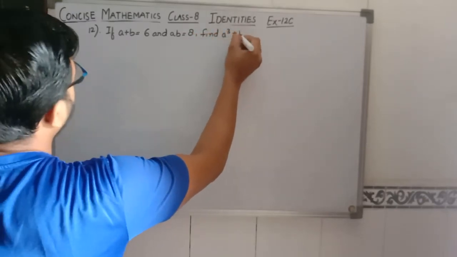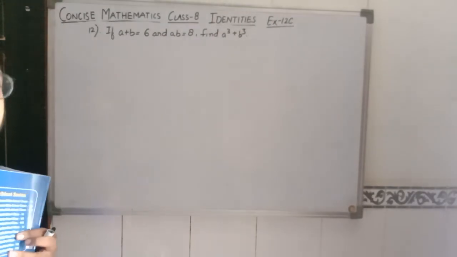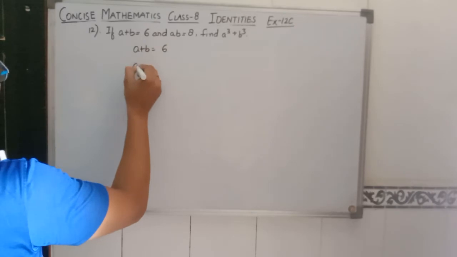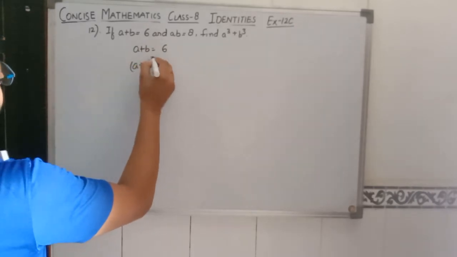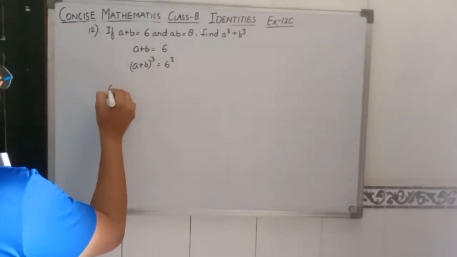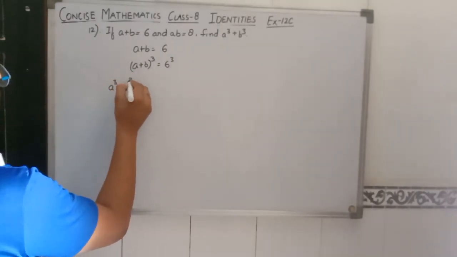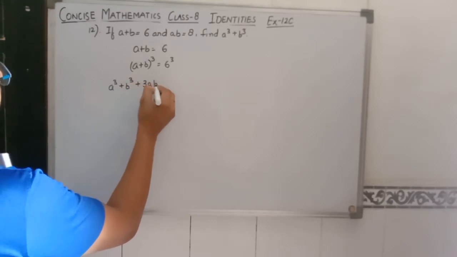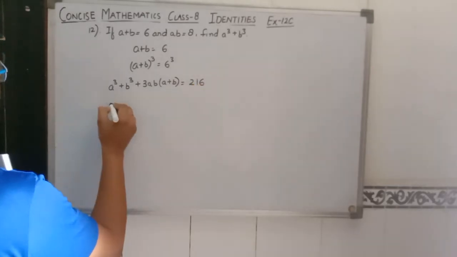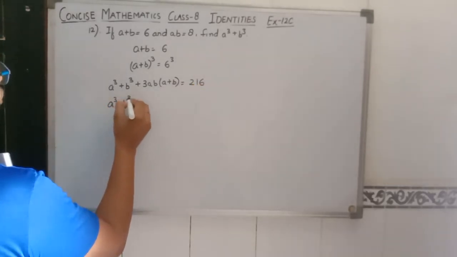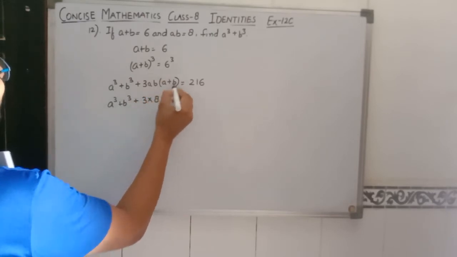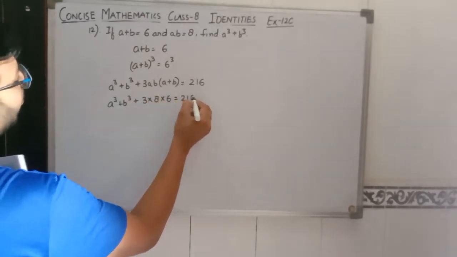Again, a very similar thing. Now because we have to find a cube plus b cube, we have to cube both sides of the given information. When we are cubing both sides, we have to apply the whole cube. On the left hand side, you will apply the formula a cube plus b cube plus 3ab into a plus b, and 6 cube will become 216. The value of a cube plus b cube we have to find. So 3 into ab value is 8 and a plus b value is 6, equal to 216.